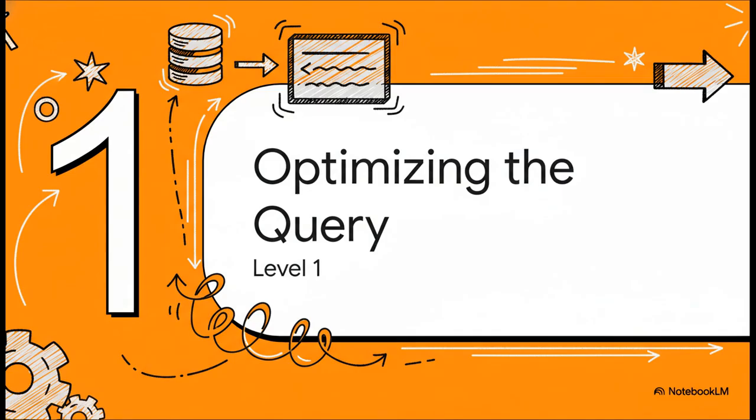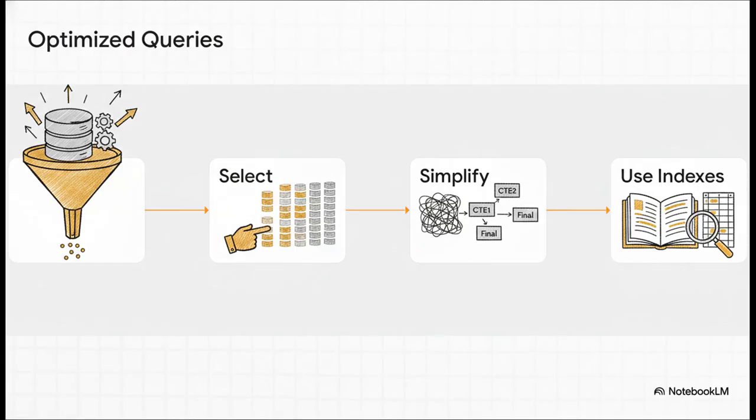Level 1. Every single thing you do in an app, every click, every search, it fires off a query to a database. If you get this part right, you are building on a rock-solid foundation for a fast system. But if you get it wrong, oh boy, you're setting yourself up for a world of hurt down the line. So let's talk about how to write queries that are actually built for speed. Think of these as the 4 golden rules for query optimization.